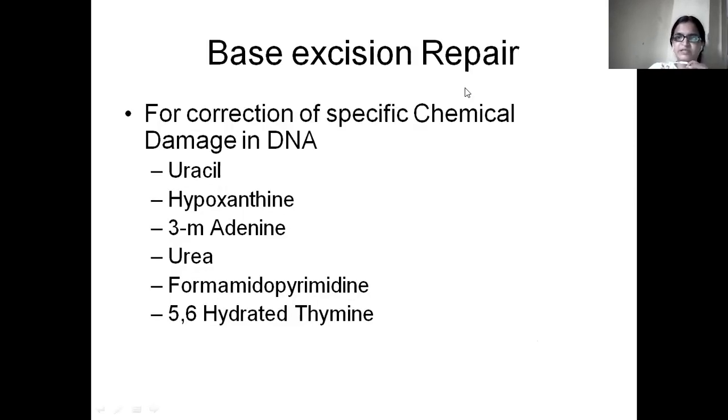Coming to base excision repair, we can study this repair mechanism in detail. It is for correction of specific chemical damage in the DNA. Whatever chemical damage is there in the DNA can be corrected by base excision repair. Examples: uracil, hypoxanthine, formamidopyrimidine, 5,6 hydrated thymine. So these are the altered forms of bases which can be corrected by base excision repair.